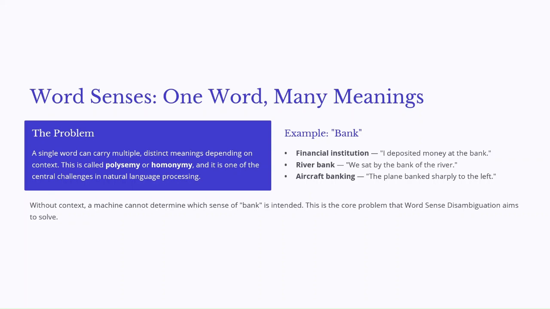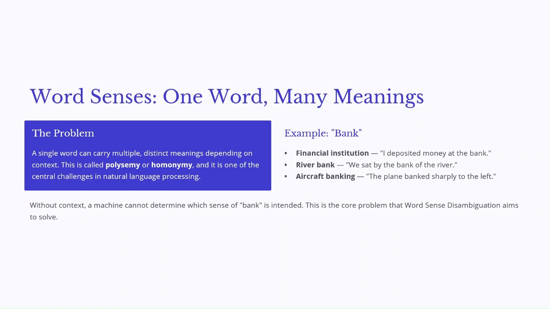So word senses means one word, many meanings. A single word can carry multiple distinct meanings depending on context. This is called polysemy or homonymy, and it is one of the central challenges of NLP.